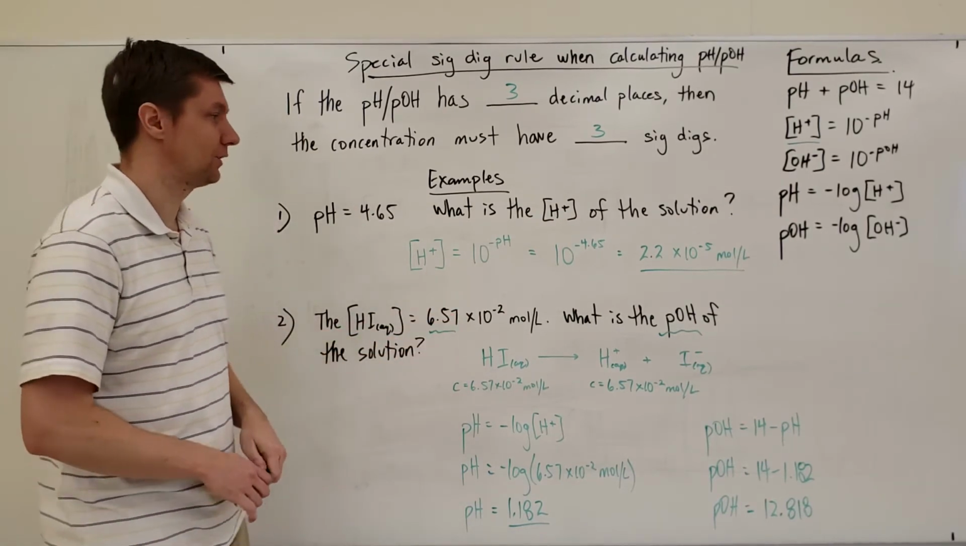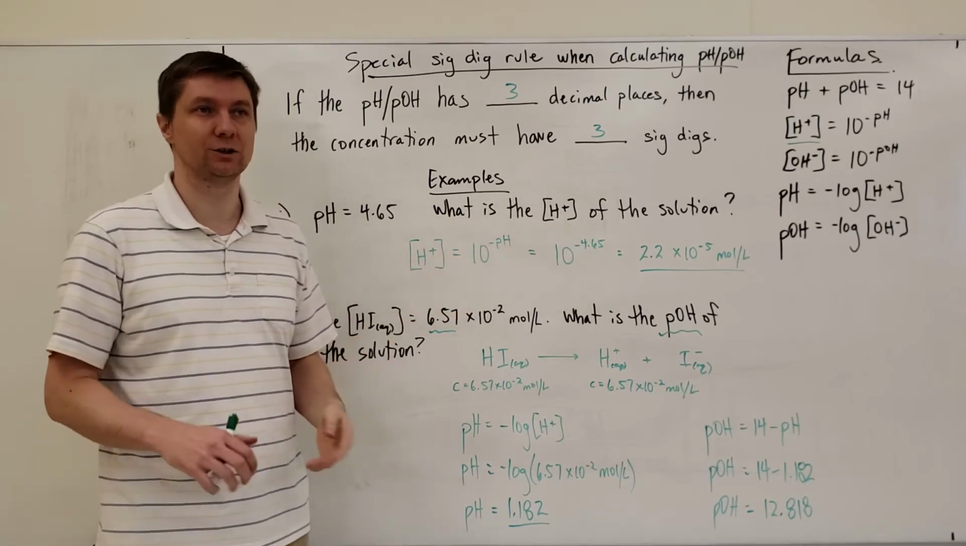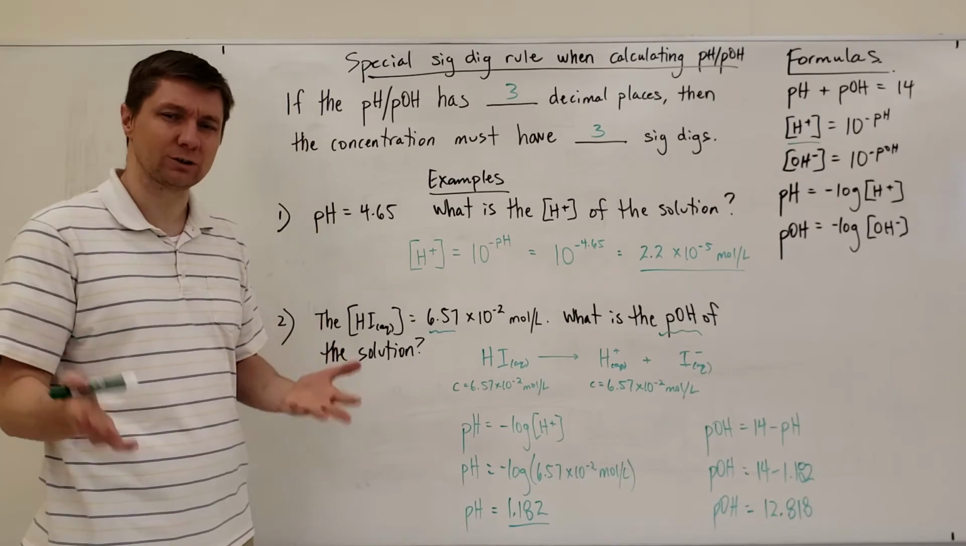That's all you gotta know. If you're given a pOH value, then you can calculate the OH minus concentration directly using those formulas. So just pay attention to what the question's asking.